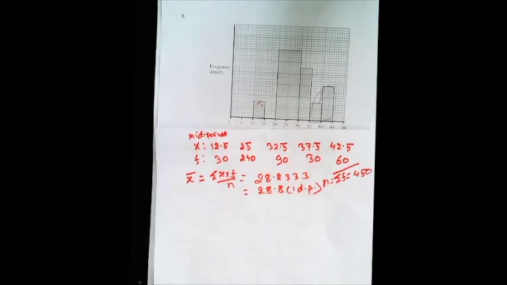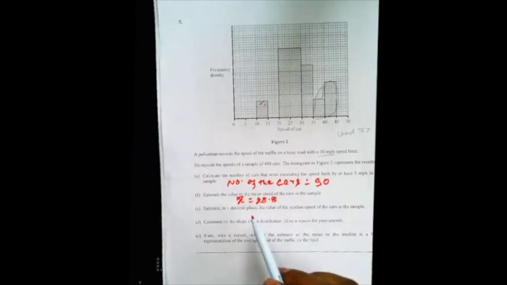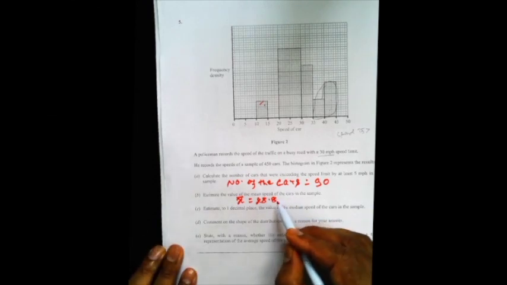So our x bar value is 28.8. It hasn't said to express your answer in 1 dp or any significant figure, so you can decide yourself. It is a good idea, because we are dealing with small boxes and big boxes, to keep your answer in 1 decimal place. So what will be the unit of that? The unit of this is average speed.